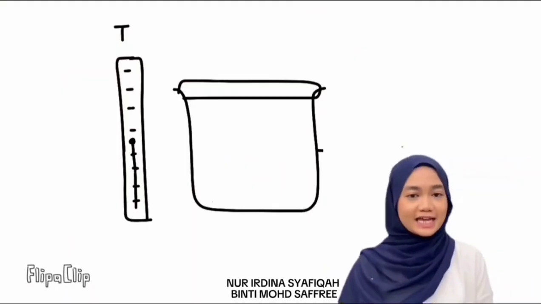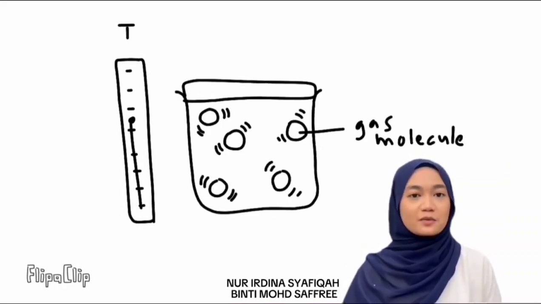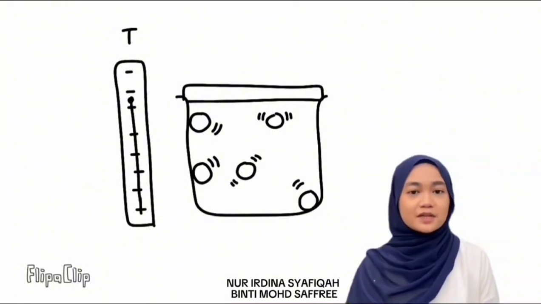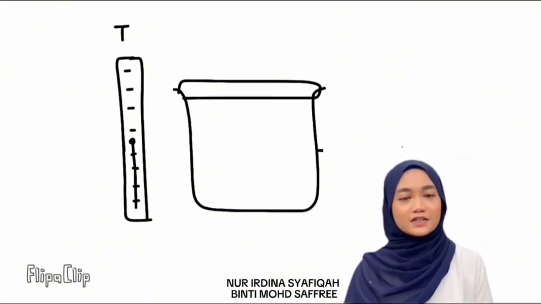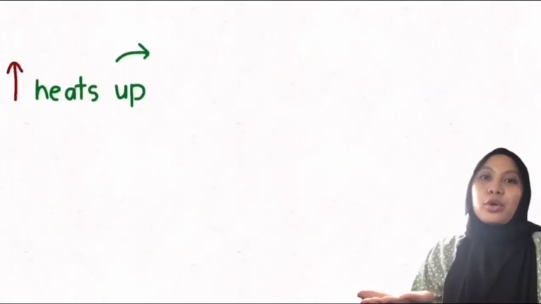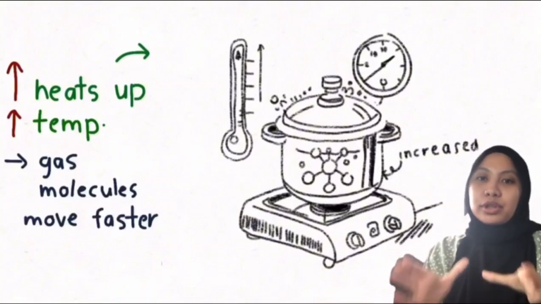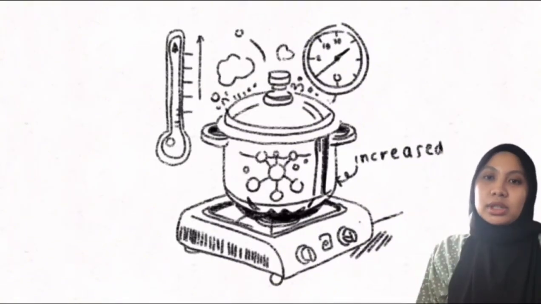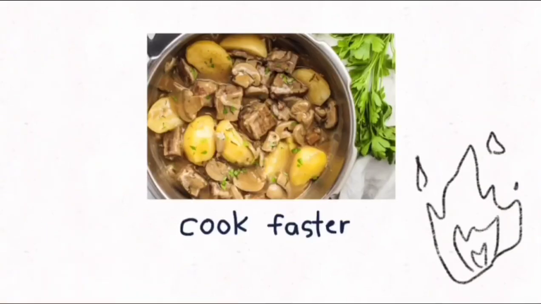Picture this: when the gas is heated, its molecules move faster. The increased movement leads to more frequent collisions with the container wall, which creates higher pressure. So when the temperature goes up, the pressure increases, as long as the volume doesn't change. The real-life example is a pressure cooker. When it heats up, the temperature inside increases, causing the gas molecules to move faster. This raises the pressure inside the cooker, allowing the food to cook faster.